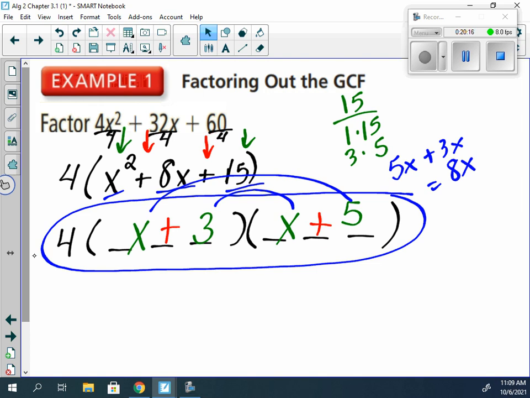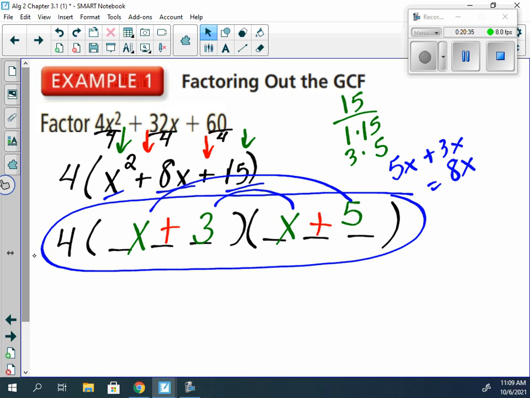Yeah, I could have picked 1 and 15 or 3 and 5. Now, we just picked as a group 3 and 5 and just plugged it in and checked it. It turned out that it did work, so that's the answer. Now, if we'd have plugged it in and it gave us something other than the middle term of 8x, then we would have had to try something different.